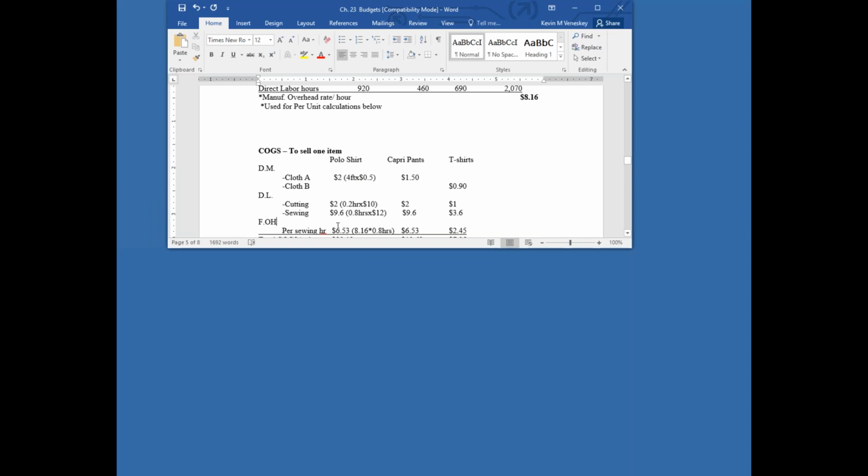So per hour, we're going to tack on $6.53. Same with the Capri because they had the same time frame for sewing, that takes the same amount of time. T-shirts take quite a bit less.